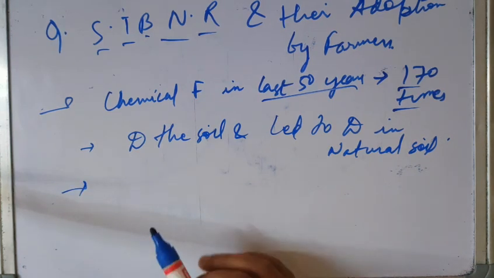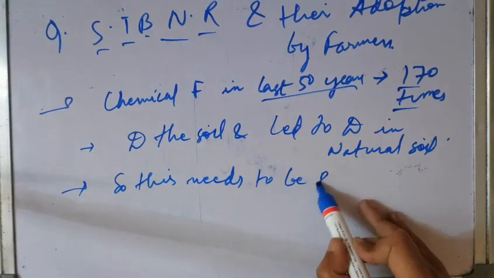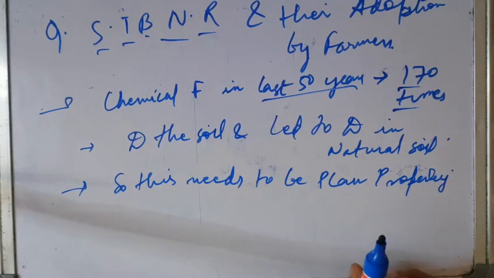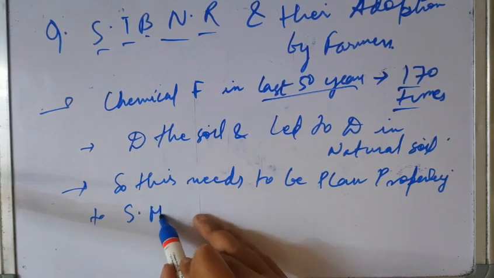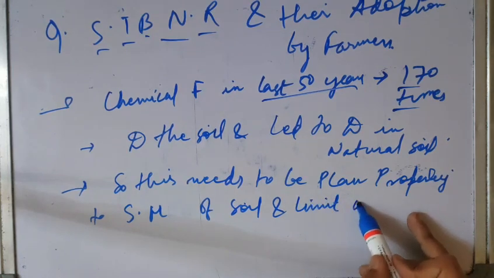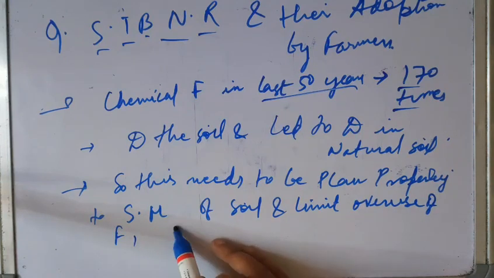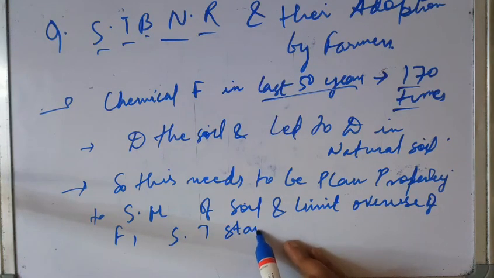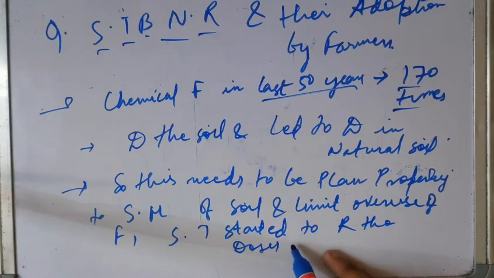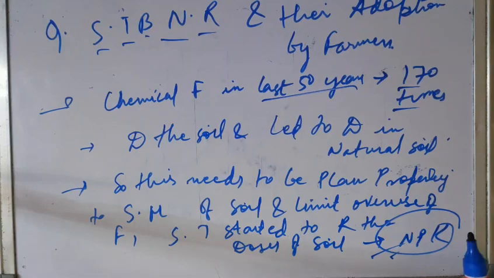So this needs to be planned properly, for sustainable management of soil and to limit overuse of fertilizers. Soil tests were started to recommend the dosage, especially of NPK, because this is what is highly used by farmers.